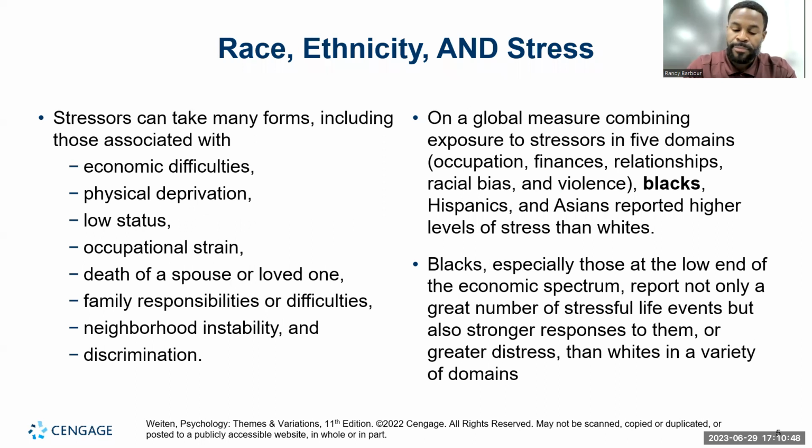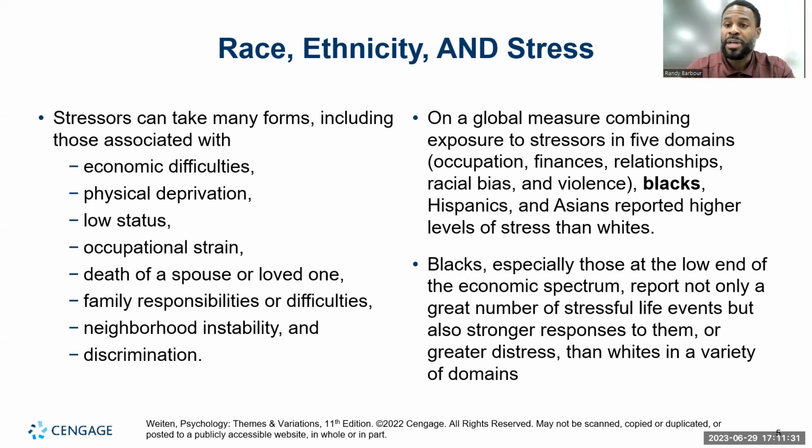When you think about stress, I did a little reading on what groups of individuals experience the most stress, especially regarding race and ethnicity. On the left-hand side of the screen, you see that many of the stressors take the form of economic difficulties, occupational strain, low social status, neighborhood instability. So am I living in a neighborhood that doesn't have all the resources that I need? Do I have a grocery store in my neighborhood? Do I have proper lighting? Does it have a high crime rate, right?